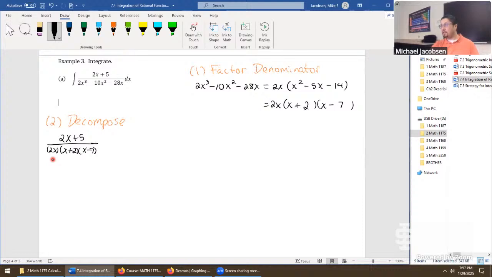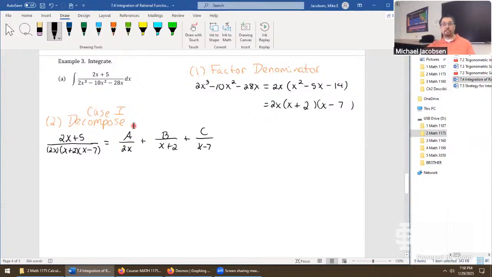x minus 7. And now that we're looking at this, notice that there's 3 factors. They're all to degree 1, so they're linear. They're all different, so we have 3 distinct linear factors. That means as far as the decomposition goes, this is case 1. Kind of the friendliest case ever. This is a fast one for solving for the coefficients. Here's how it goes. For the 2x, we go A over 2x. Then just move over to each factor. B over x plus 2 plus C over the final factor, x minus 7.